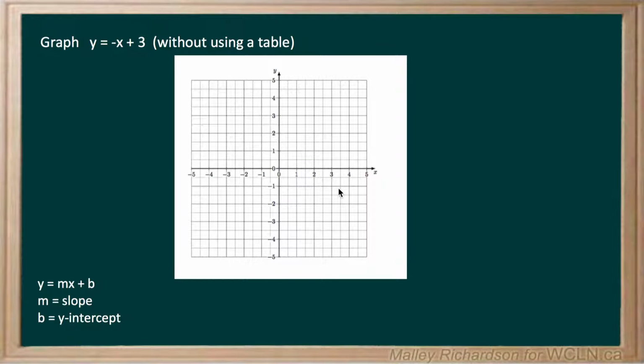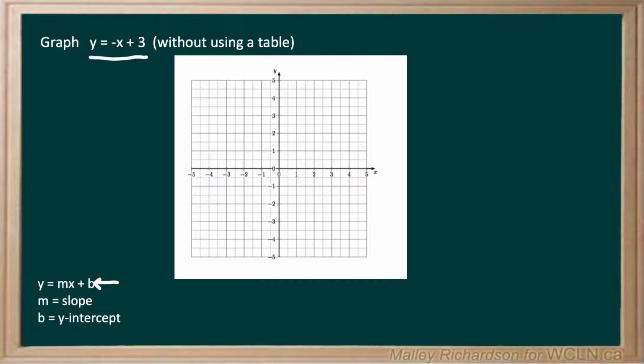In this question, we want to graph y equals negative x plus 3 without using a table. So that means we are going to have to use our formula of y equals mx plus b, where m is our slope and b is our y-intercept. So using our equation above, let's label our m and our b.